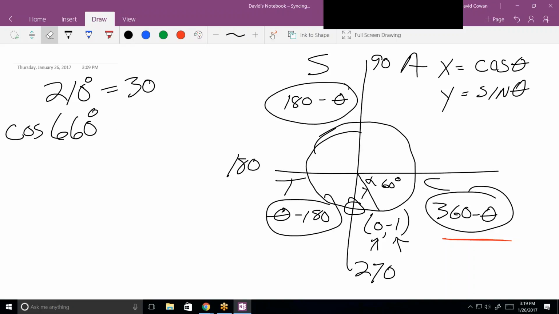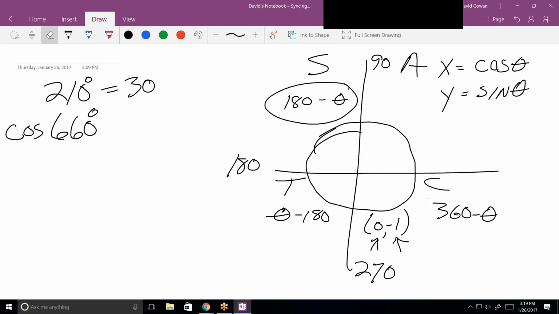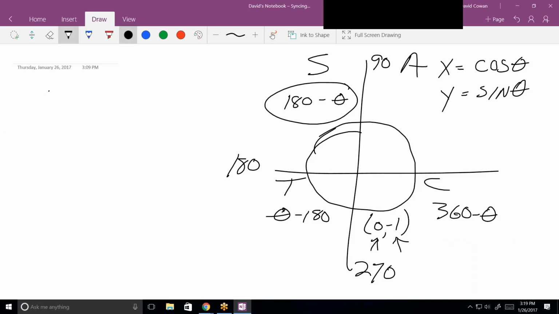Okay, so the next one is negative 75 degrees. Positive angles are measured counterclockwise from the x-axis. Negative angles are measured clockwise. That angle right there, theta I'm going to call it this time, is equal to minus 75 degrees. Well, what's that reference angle?